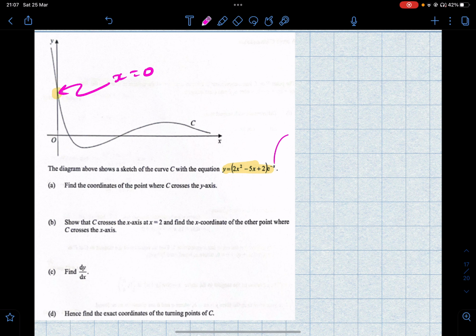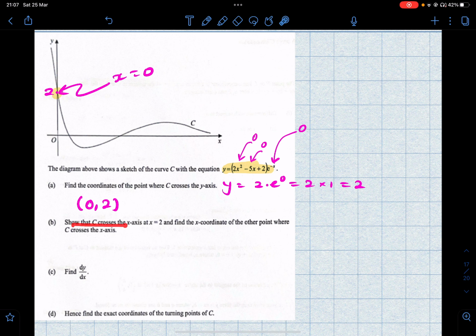So we just need to put 0 for every x. So you're going to have y equals 2 times e to the 0, which is 2 times 1, which is 2. So the coordinates, that means x and y, is 0, 2. Okay, so that was straightforward. You just needed to substitute 0 in there.